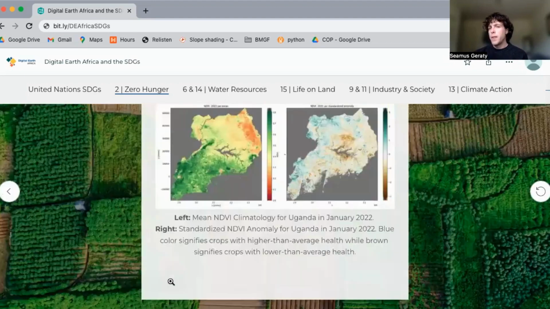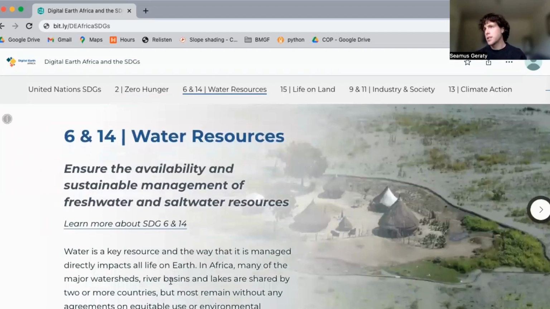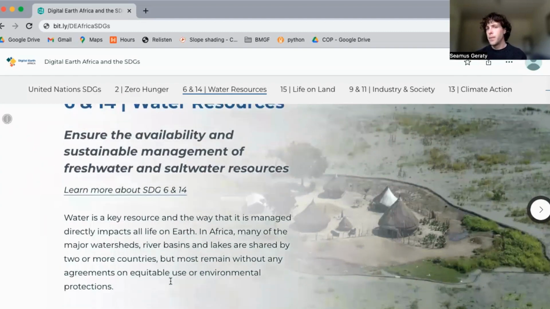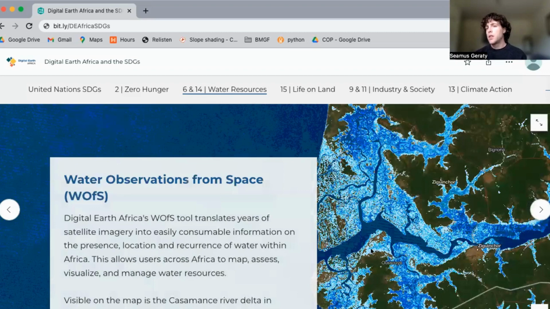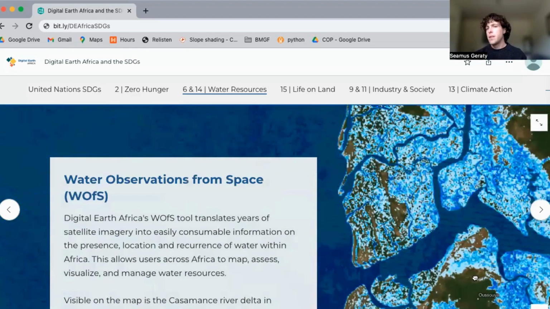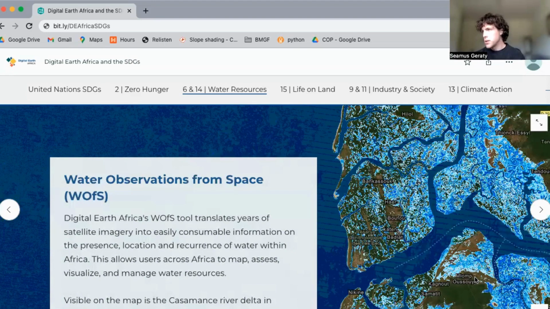Moving along now, let's look at water resources in Africa, which pertain to both SDG Goal 6 and 14, ensuring the availability and sustainable management of freshwater and saltwater resources. The big piece here that I want to touch on is Digital Earth Africa's Water Observations from Space. This service translates years of satellite imagery into easily consumable information on the presence, location, and recurrence of water within Africa. This allows users across Africa to map, assess, visualize, and manage water resources.